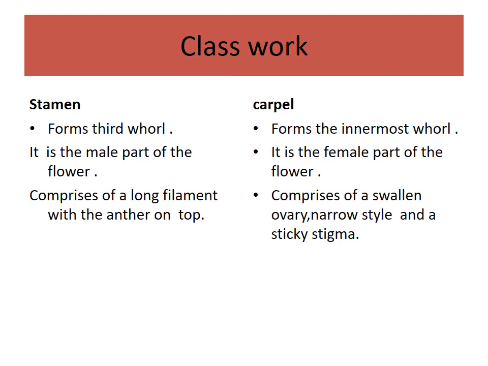Stamen and carpel differences. Stamen forms the third whorl. Carpel forms the innermost whorl. The stamen is the male part of the flower, and the carpel is the female part of the flower. The stamen has a long filament with the anther on top, and the carpel has a narrow style and the sticky stigma. Did you finish?